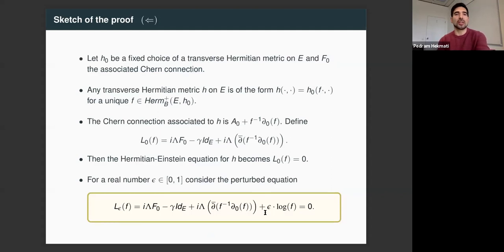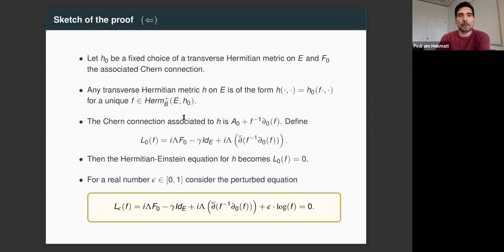one direction, and the other direction is using the method of continuity. So the idea is to rewrite the Hermitian-Einstein equations in a way that we can introduce a perturbation and then use the strategy of the continuity method. So given a fixed transverse Hermitian metric in your bundle, any other transverse metric can be written as such. Namely, it's the original fixed metric composed with a positive definite Hermitian endomorphism. That's basic, of course.